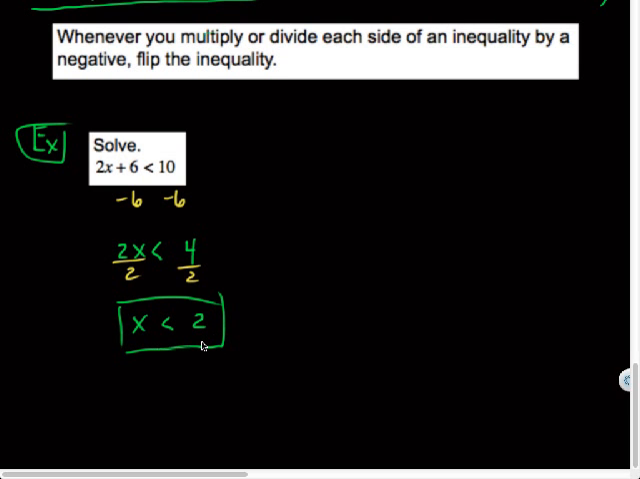Wait a minute. I didn't have to flip the inequality? I did not, because I was dividing by a positive 2. You only flip it if you're dividing by a negative.